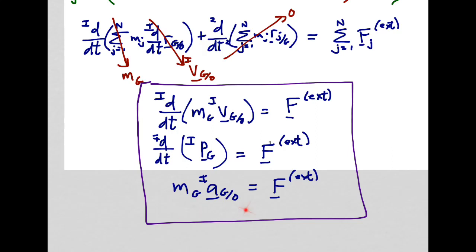In addition, we've got F equals ma right here. So the sum of all the external forces is equal to the mass of all the particles multiplied times the acceleration of the center of mass. So let's put this into practice in a problem.